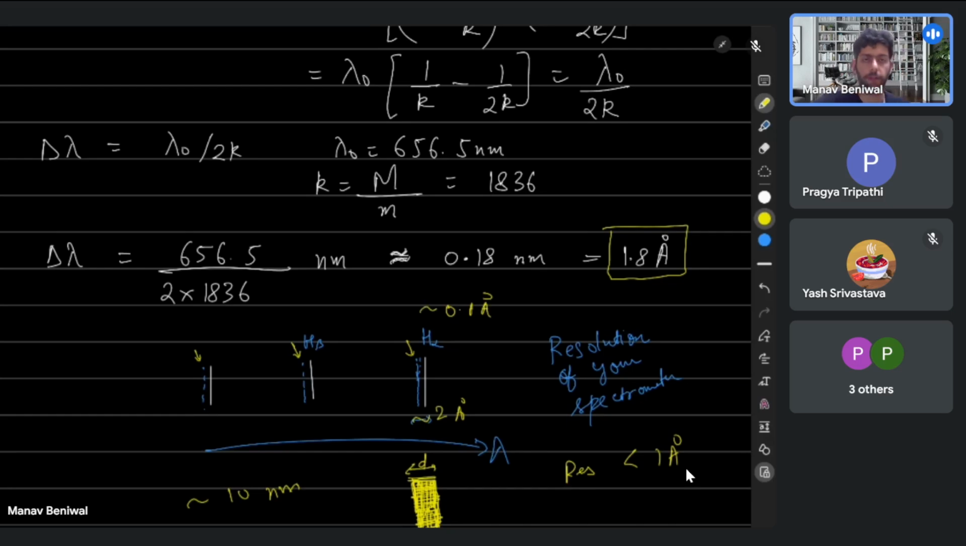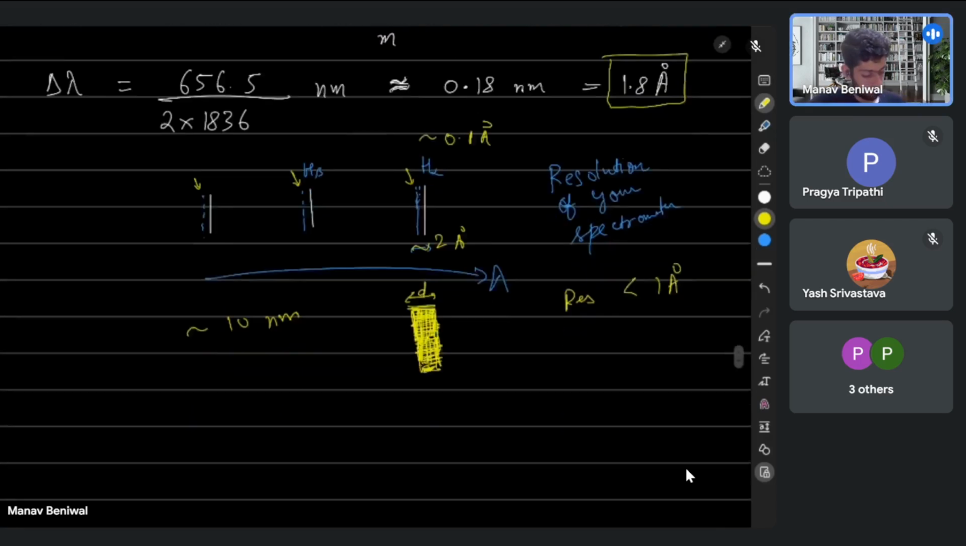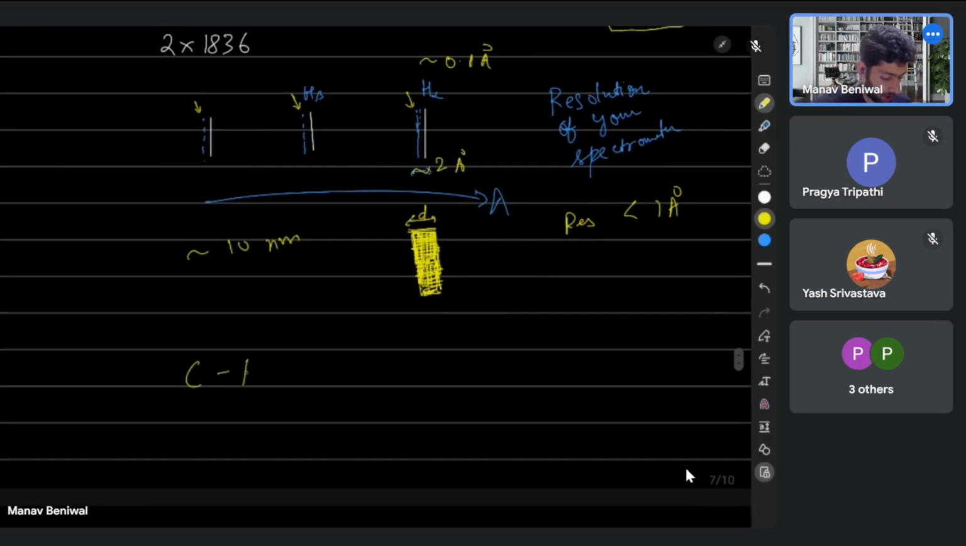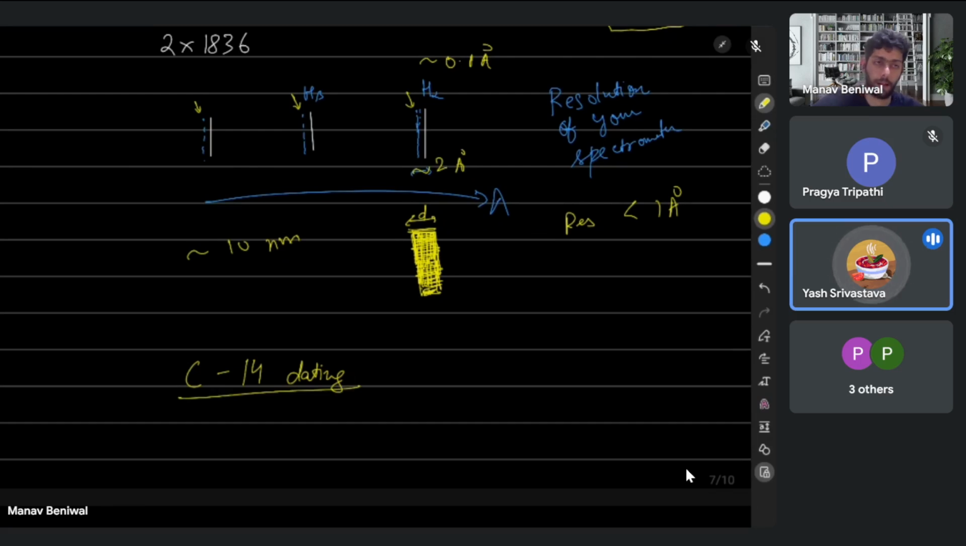With this small shift, you can get the isotopes. For example, you must have heard of a term called carbon 14 dating. Yes? No? Yes, sir. Okay. Now, what is carbon 14 dating? Any idea? So it is called C14 dating. Sir, it is used to approximate the age of a particular item, how old it is.